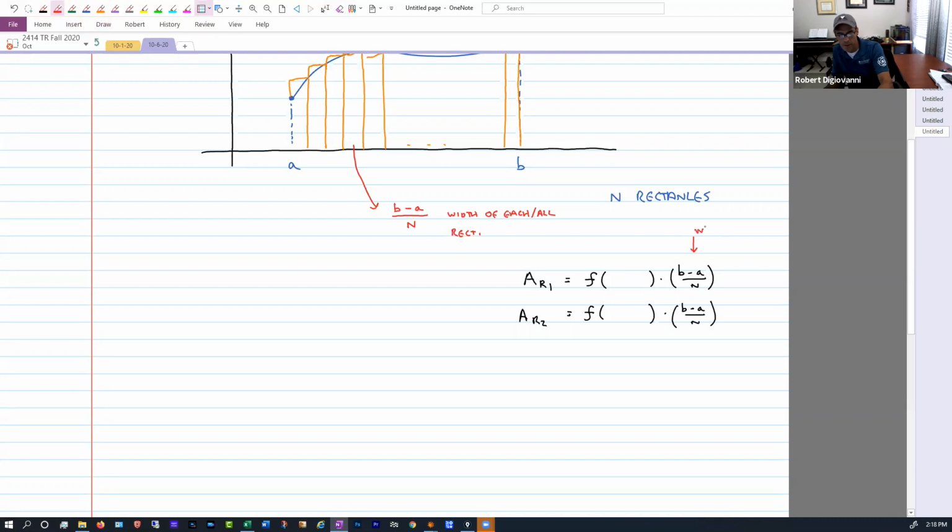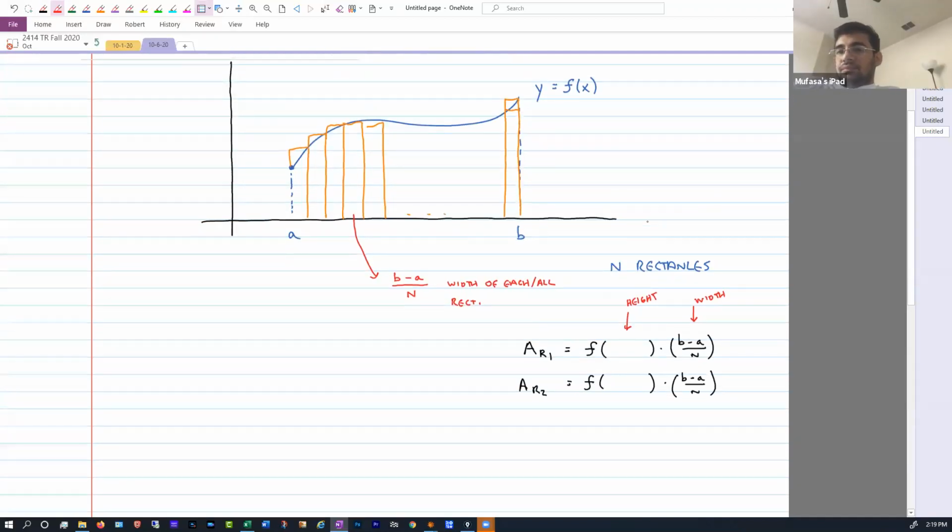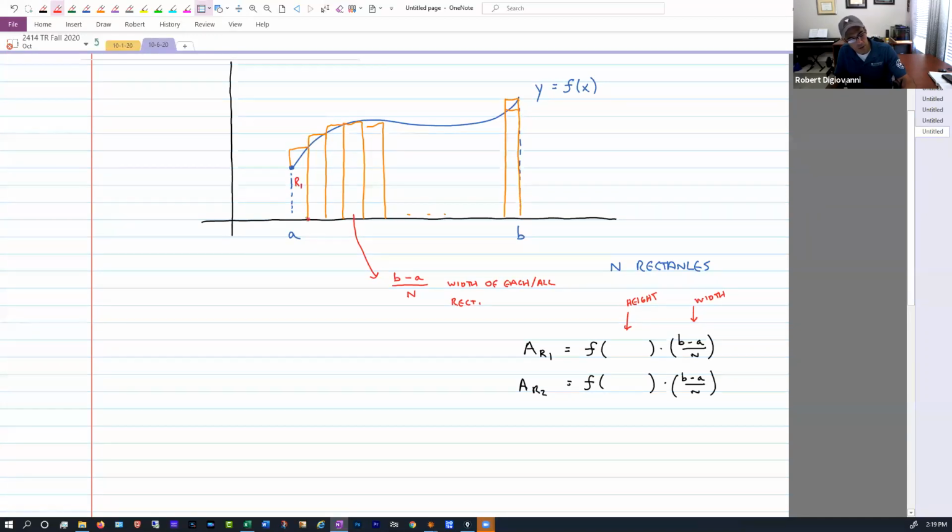This is the width, and then each of these is going to be the height. But the height depends on where you are, right? The height does depend on the rectangle. Do y'all agree with that? Okay, so let's talk about what we plug in. I want us to focus our attention on rectangle 1 right now. We're going to go to this right endpoint, go up, plug that number into the function, and that's going to be our height.